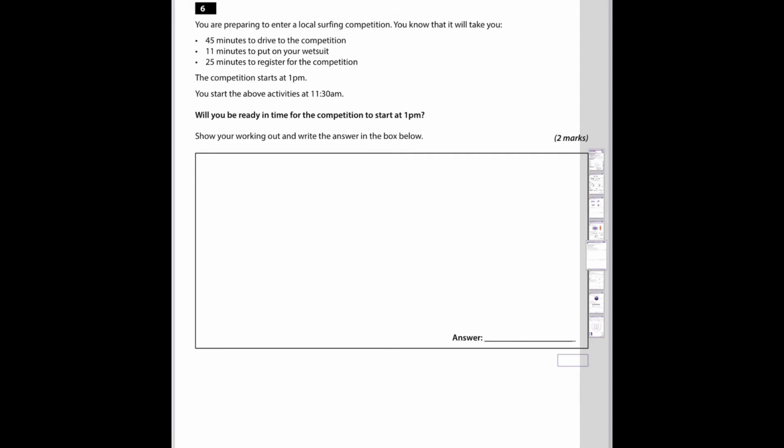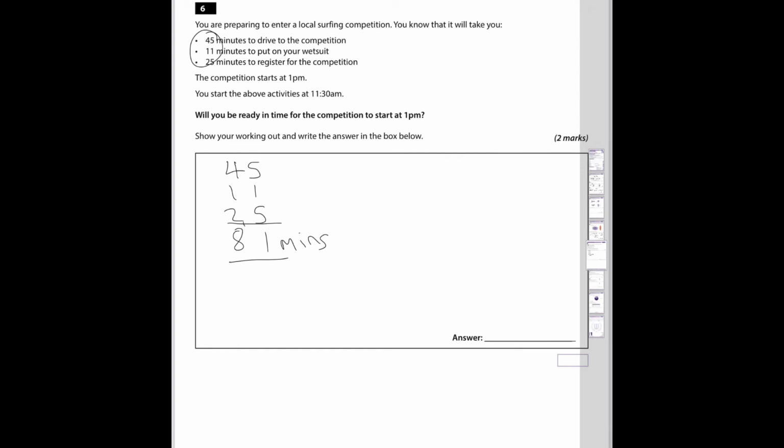Okay, so the first thing we need to do is work out how much time this is all going to take. So 45 plus 11 plus 25. That's 81 minutes. That's how long that's going to take. You start the above activities at 11:30. So that's going to take you 81 minutes from there. So 60 minutes will be 12:30 and another 21.